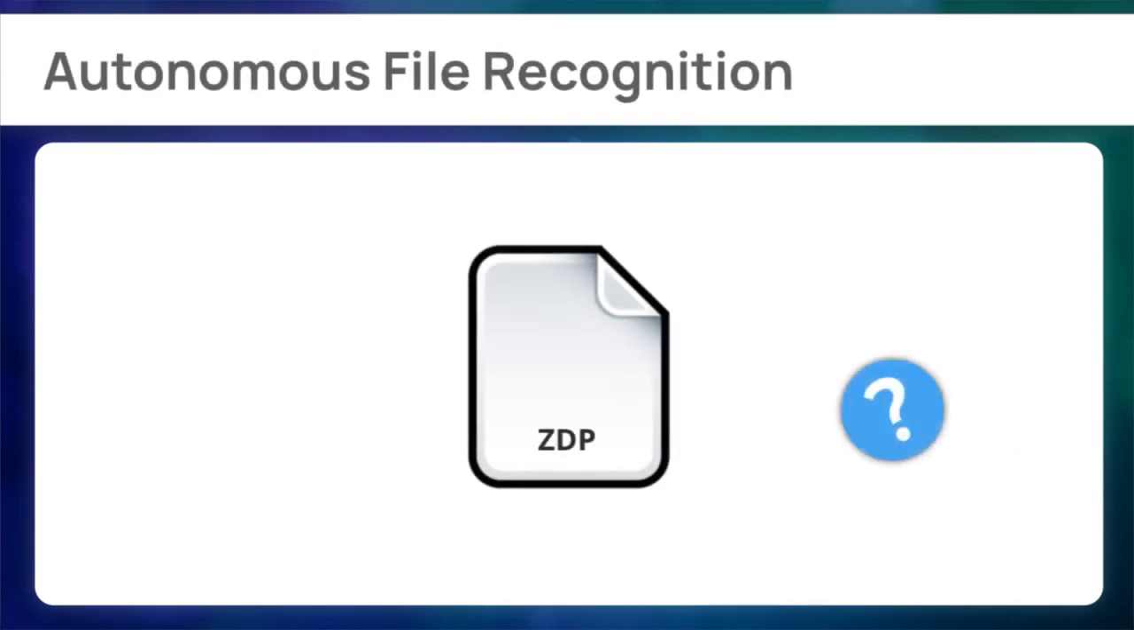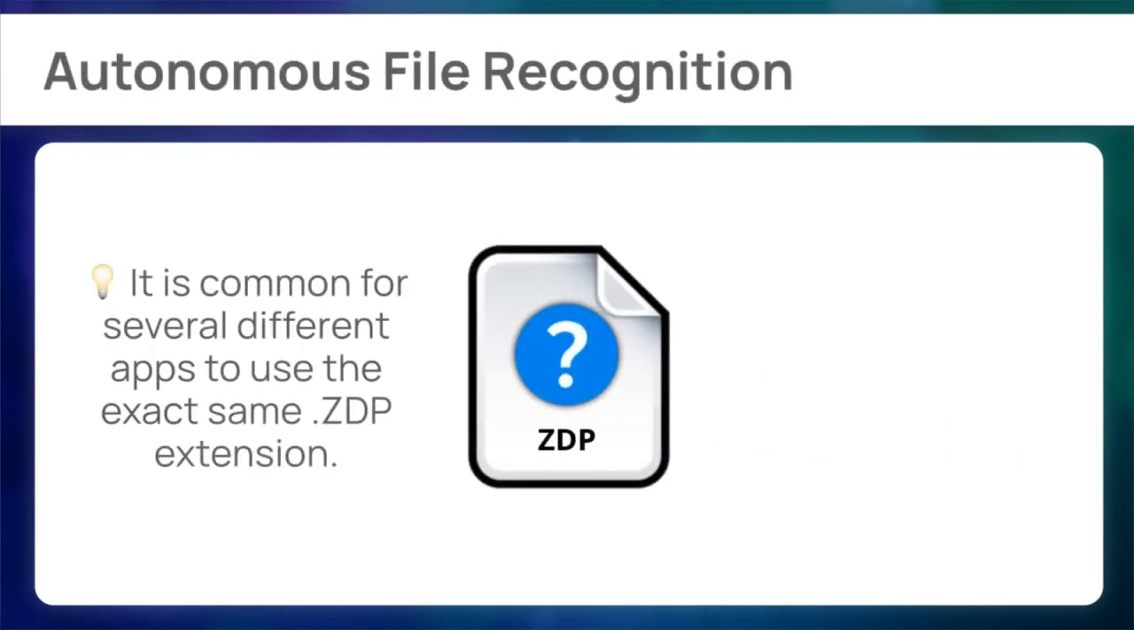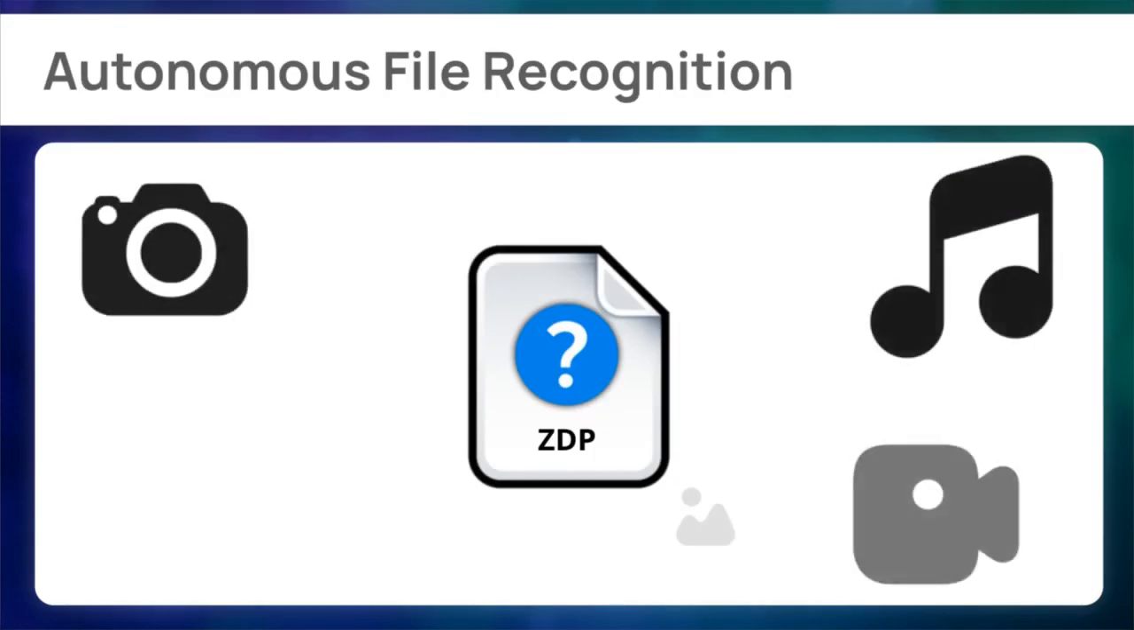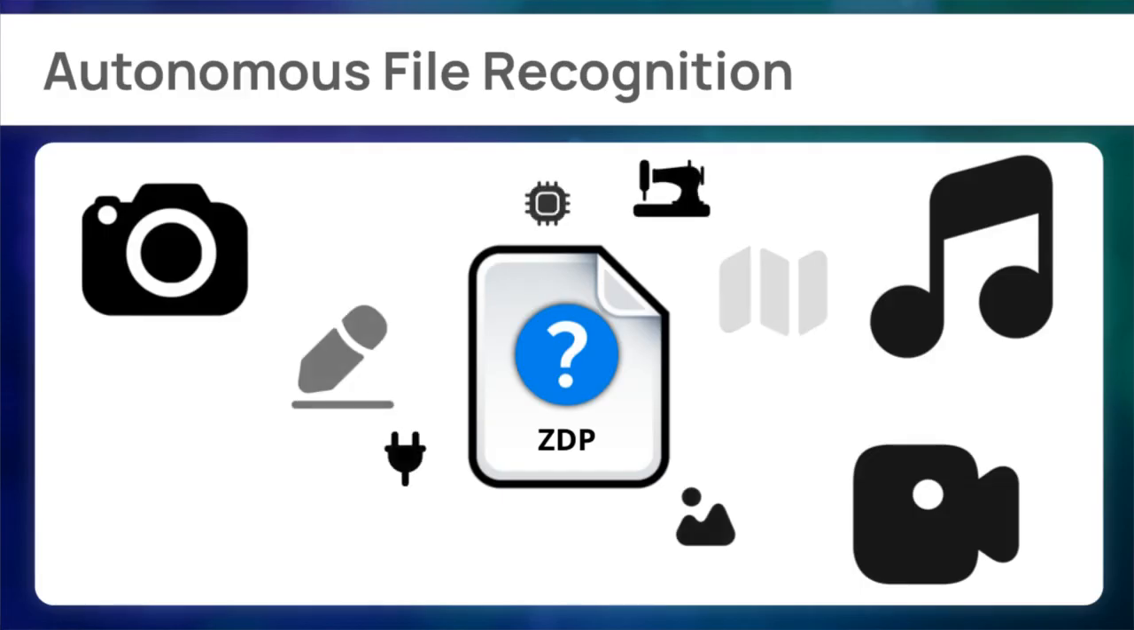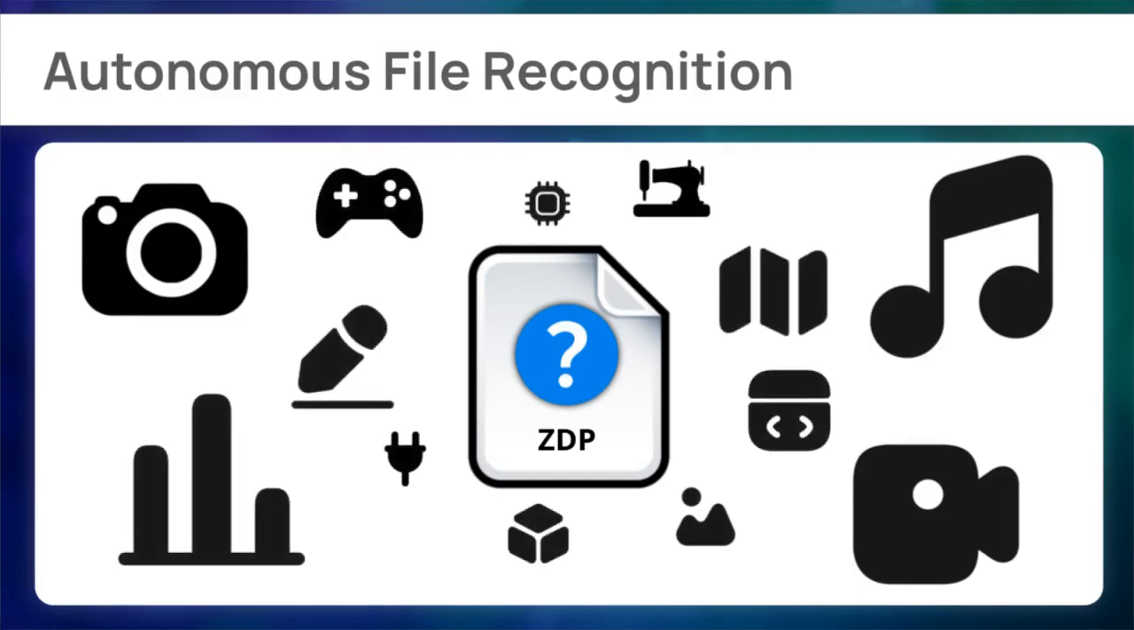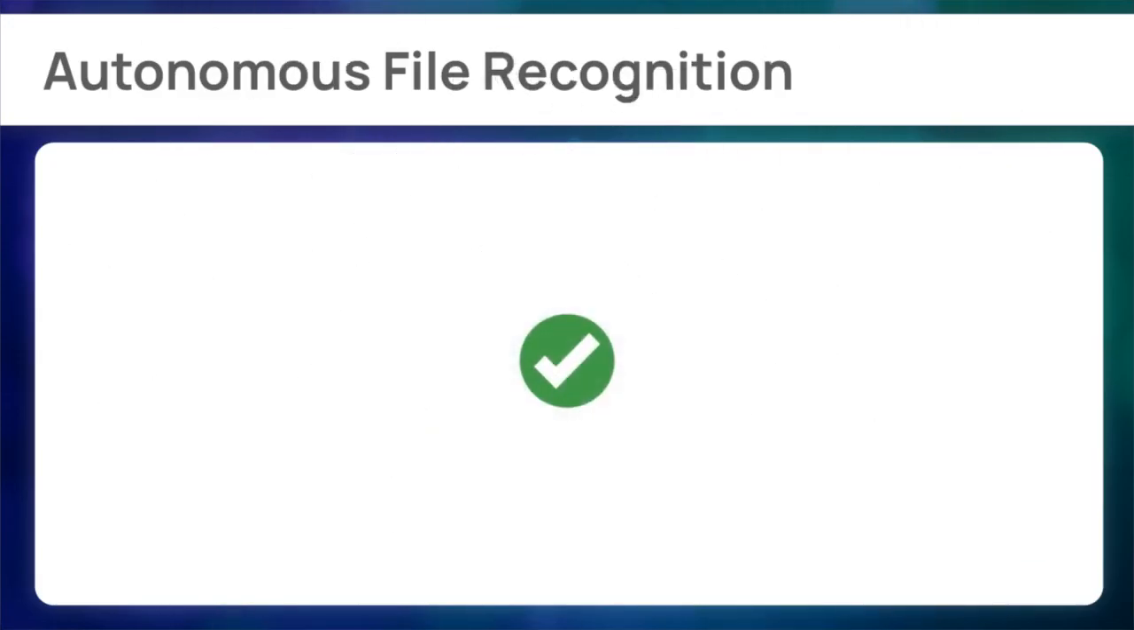When this ZDP file resists every program you own, it's likely a case of naming overlap. Because so many developers share the same extensions, your computer is essentially guessing the format. To help resolve this, you might consider a tool with autonomous file reading capability that is designed to look past the extension name and inspect the internal data structure directly.